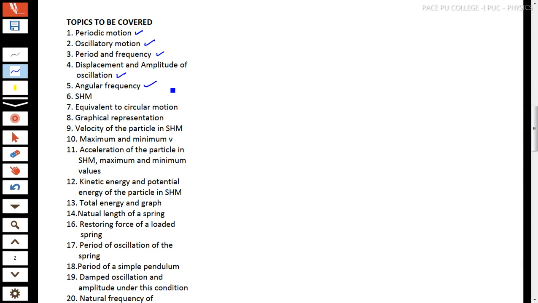You heard about the acceleration of the particle. This is said in the 11th point. I take it first: maximum and minimum values. Let us learn this one first. I said something about the displacement. The particle is making the oscillation about the mean position in the horizontal direction. So at that moment, the displacement is said in terms of x.